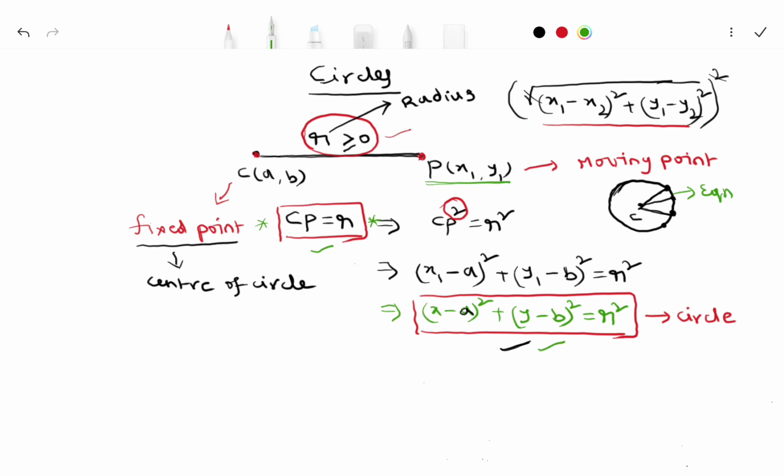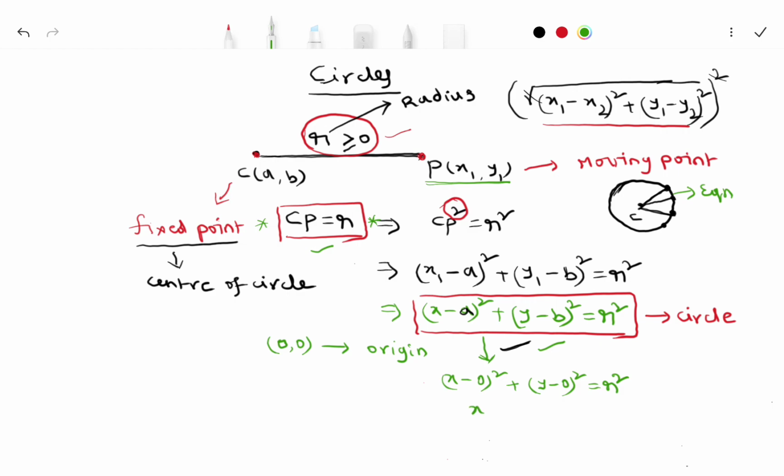Okay, suppose the center is the origin. You know the origin is (0, 0). If the center is the origin, then the above equation becomes (x minus 0) whole square plus (y minus 0) whole square equals r square.